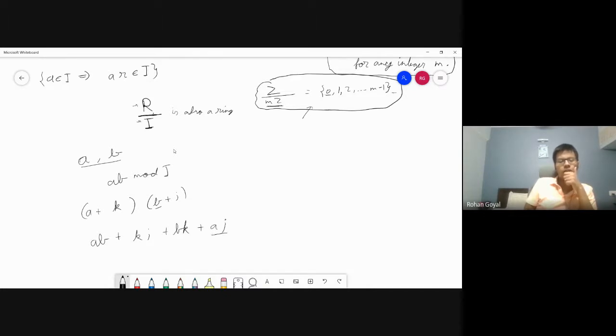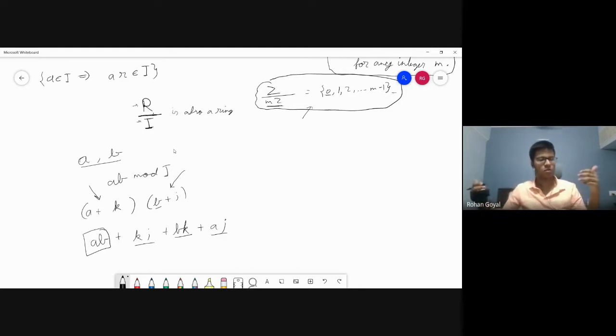AJ is in the ideal because J is in the ideal. BK is in the ideal because K is in the ideal. KJ is in the ideal because K is in the ideal. So AB is well defined. It's always equal to AB if you take any element of this equivalence class mod I. They're all equivalent, congruent. Similarly, addition follows the same logic. Make sense?